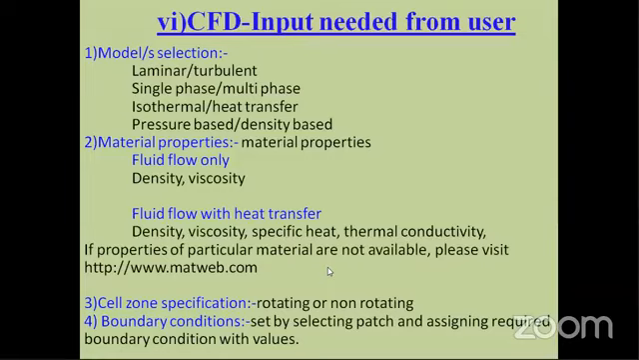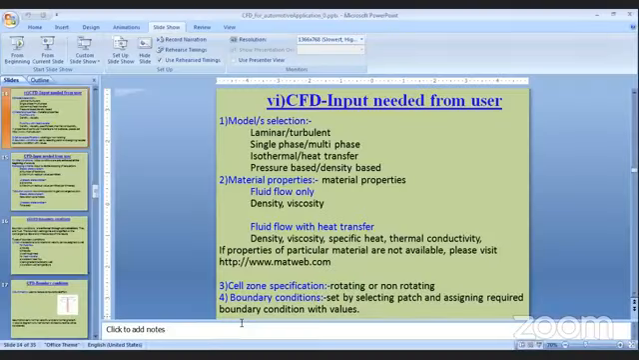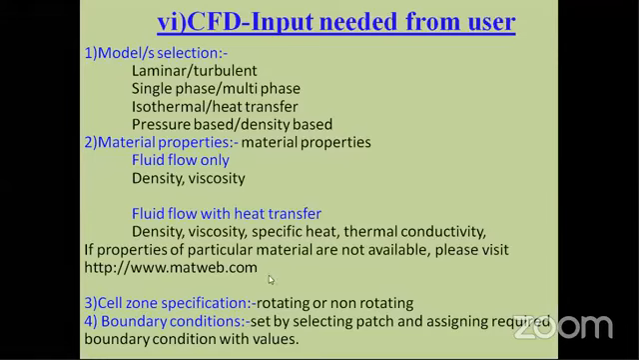Okay. Now what happens? We know that in the books, the properties for air and water are easily available. But suppose you want to do the simulation for any chemical. So where will you find the properties? There is one website called matweb.com. On matweb.com, you can find the free properties as well as some chemicals. They give the paid property.